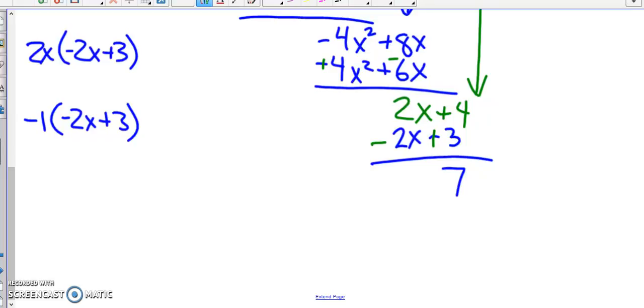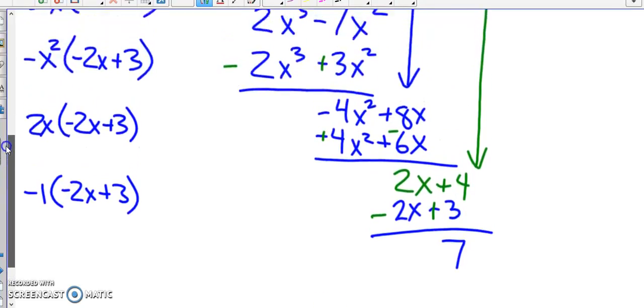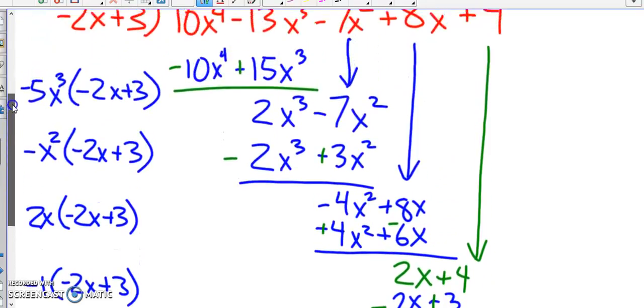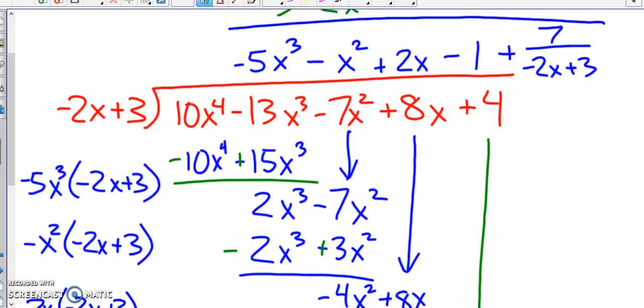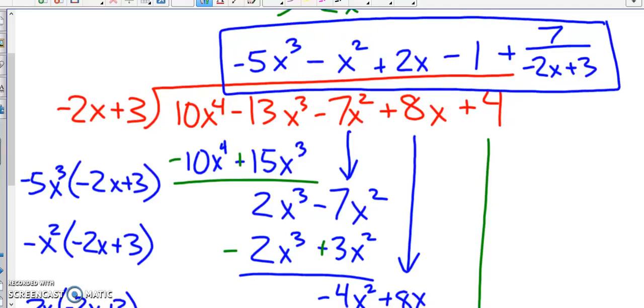Of course, negative 2x doesn't go into 7, so that's my remainder. So I come all the way up here. Plus 7 over negative 2x plus 3. And that would be my answer right there.